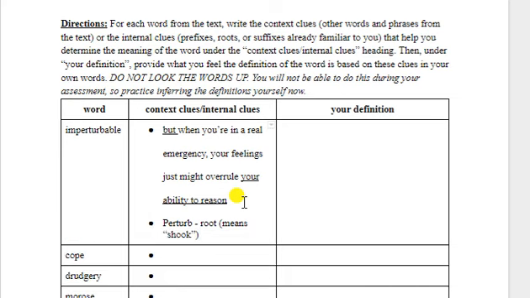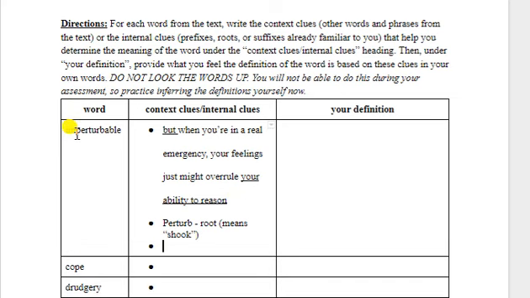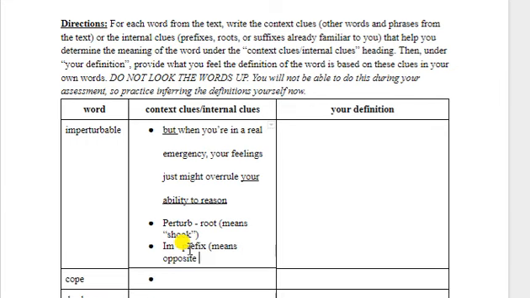Okay. I also know that im, this is the prefix. Is a prefix, and it means opposite of, basically, in a way. And I'll tell you what I mean by that. Think about the word impossible. It means the opposite of possible, right? So if perturb means shook, and im means the opposite of shook, so if you are imperturbable, you have an ability to reason, and you're unshakable.